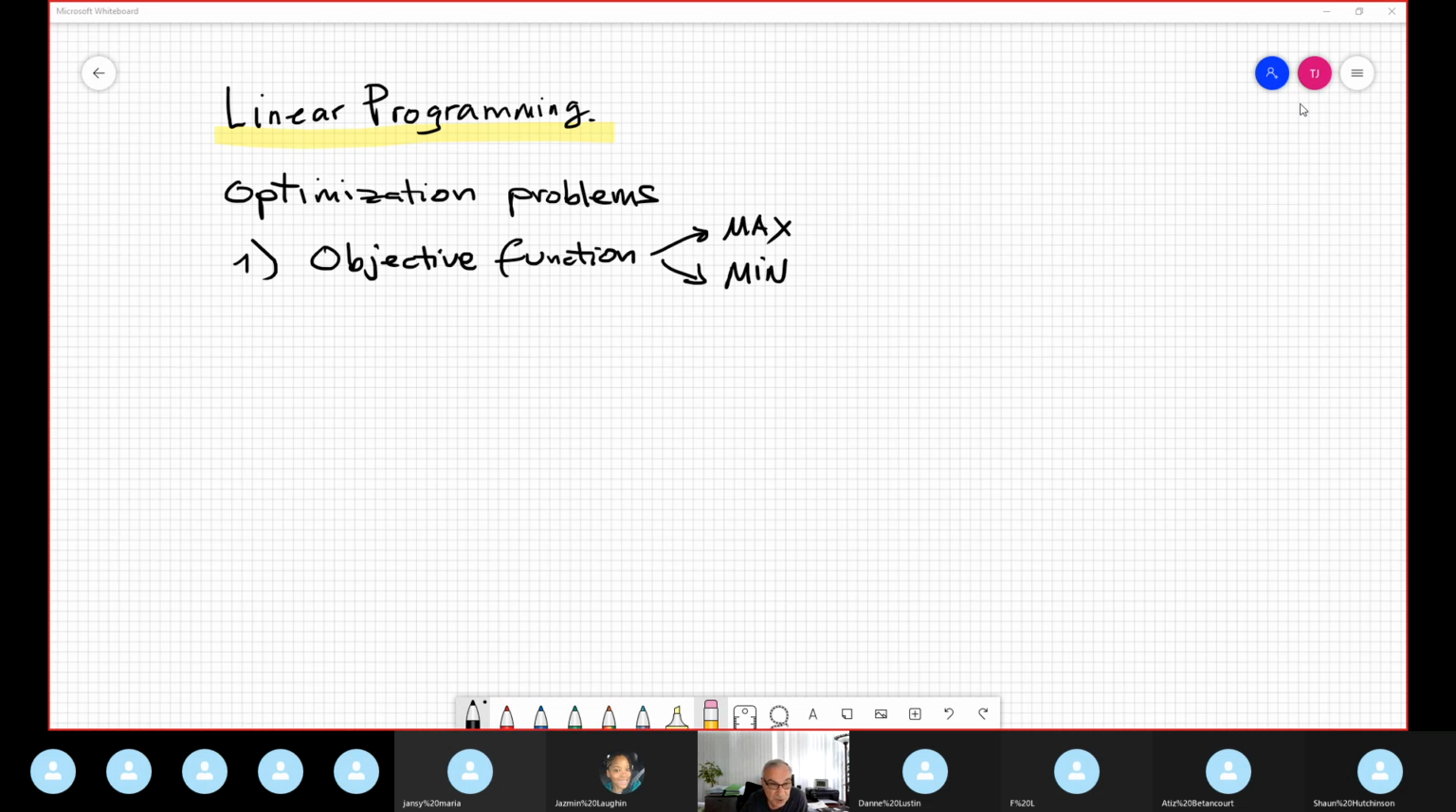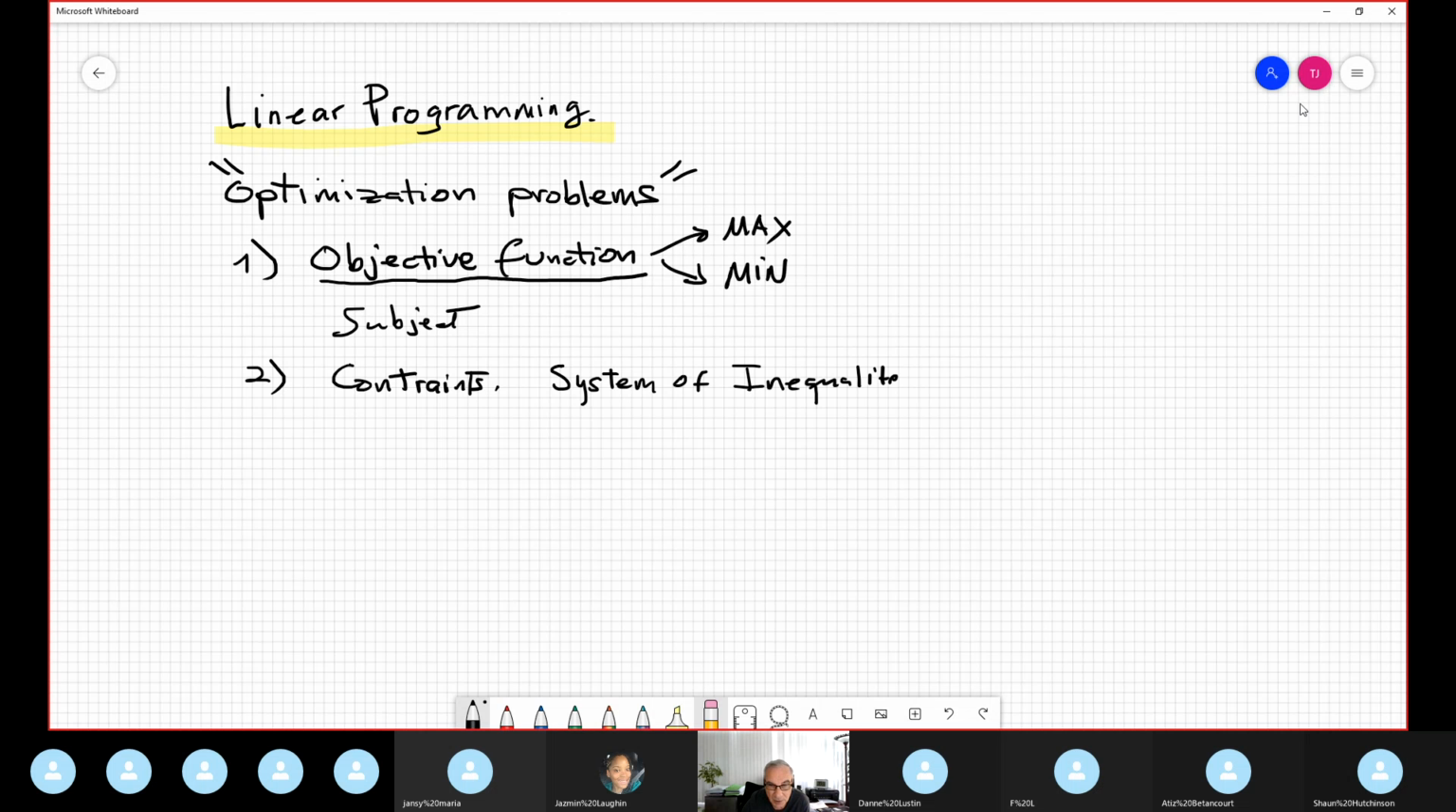So the first expression is called the objective function, and subject to it, the second piece of the optimization problem is the constraints. Let me spell it here. Constraints. I forgot the T here. Normally the constraints are a set, a system of inequalities, that somehow give me information about the limitations, the physical or logical limitations, of our problem.